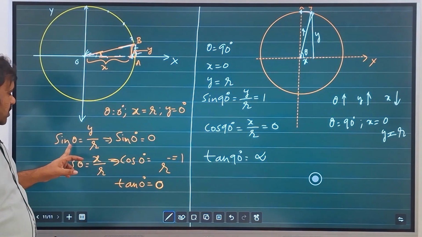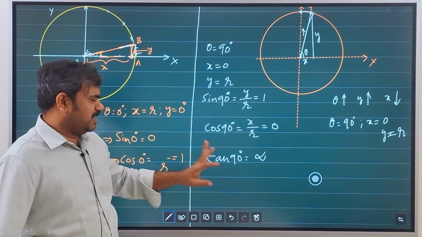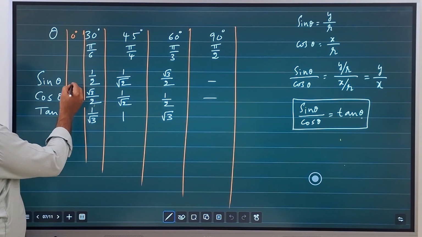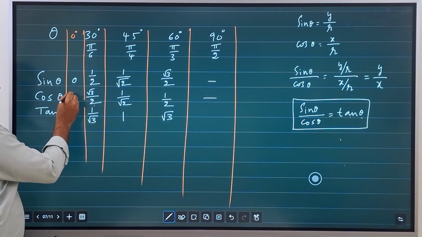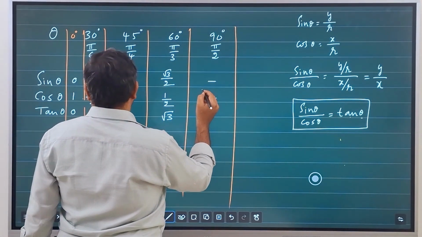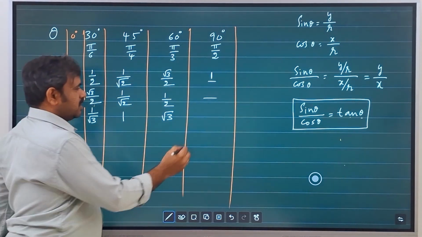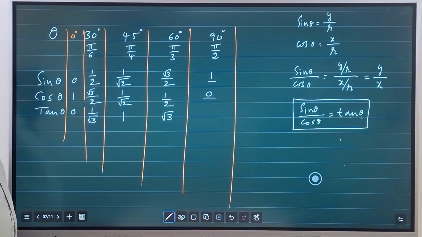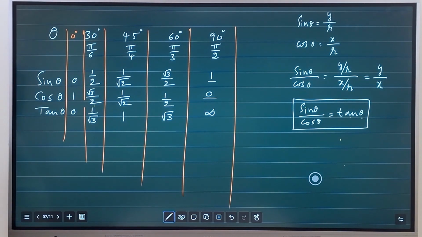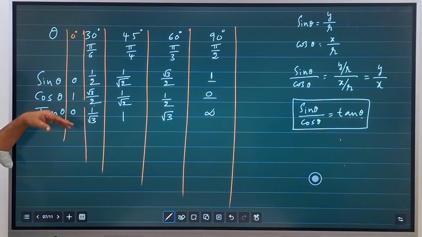So we found the values of sin 0, cos 0, tan 0, and also sin 90 degrees, cos 90 degrees, and tan 90 degrees. Let's substitute these values in the table that we have drawn. So we got sin 0 degrees equal to 0, cos 0 degrees equal to 1, and tan 0 degrees also equal to 0. And sin 90 degrees we got 1, we got cos 90 degrees 0, and tan 90 degrees equal to infinity. So for these values of angles, this is how we can find sin theta, cos theta, tan theta.